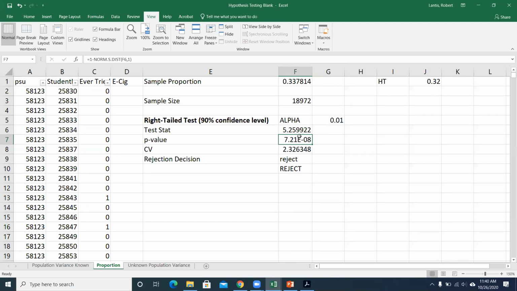Just in case people are listening, or if you're watching the video, the question was, what does this e mean? It means move the decimal 8 places, and it's negative, so to the left. Okay? So pretty much 0.